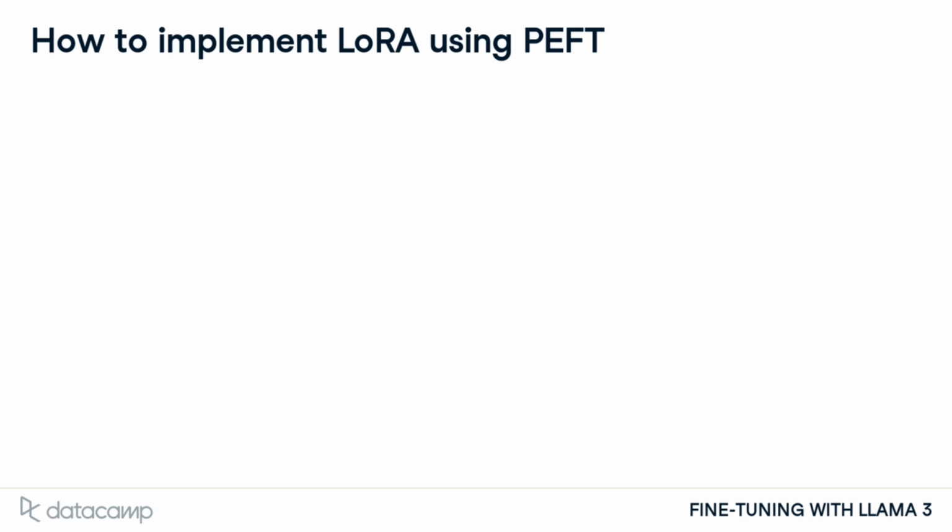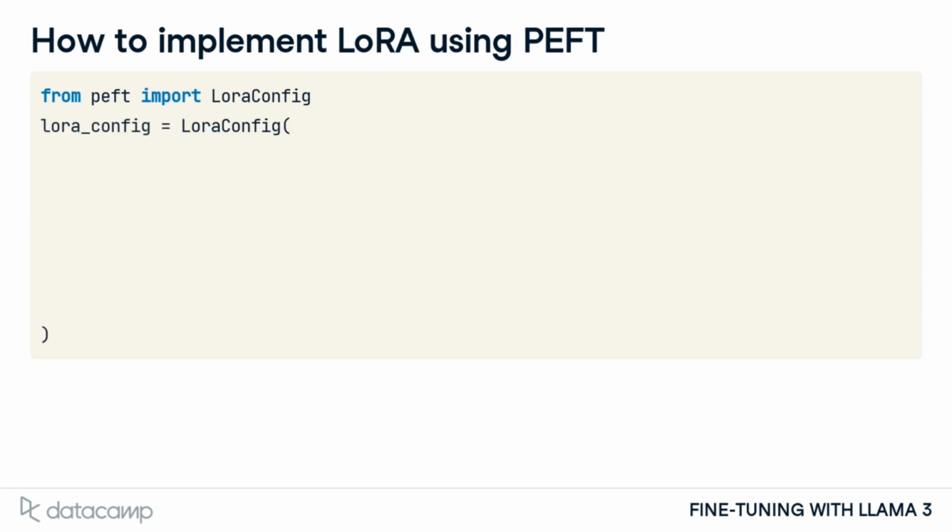We can set up LoRA fine-tuning using the Parameter-Efficient Fine-Tuning (PEFT) library. We will use LoraConfig to set up our LoRA parameters. The r parameter determines the rank or size of our low-rank matrices. A lower value here reduces the memory usage, while a higher value is a better approximation of the original model.